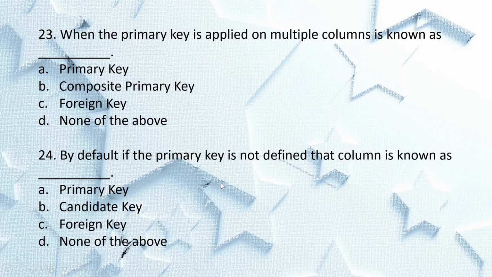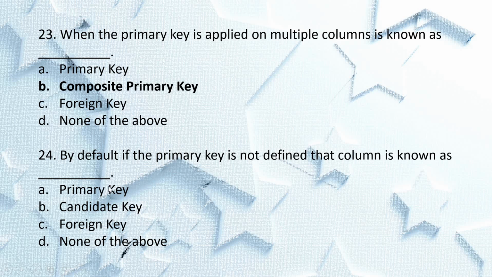Number 23, when the primary key is applied on multiple columns is known as dash, primary key, composite primary key, foreign key, none of the above. The answer is B part, composite primary key. It is applied on multiple columns.